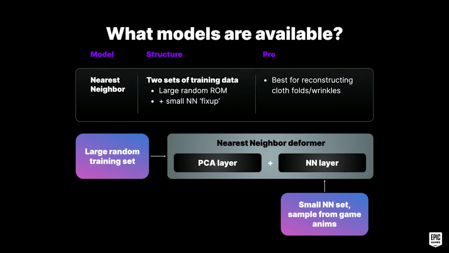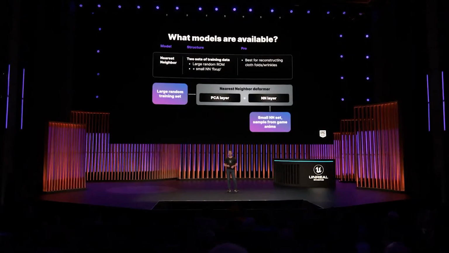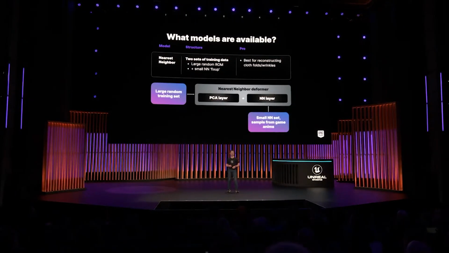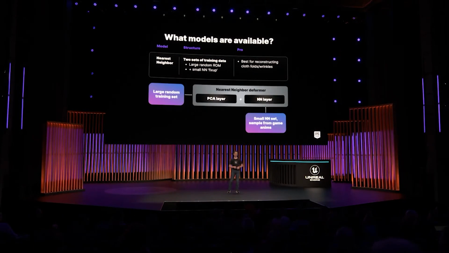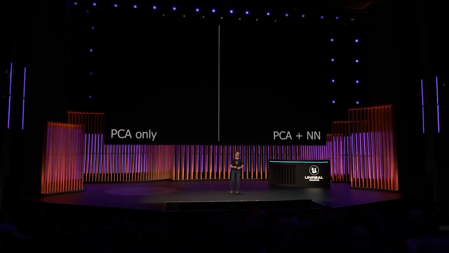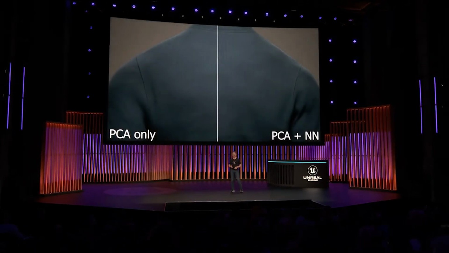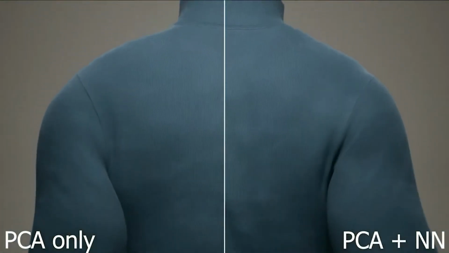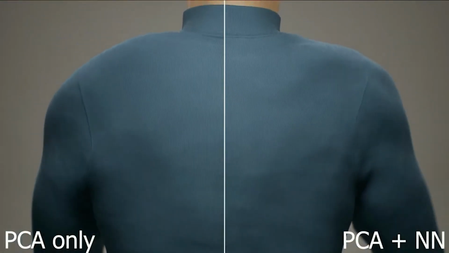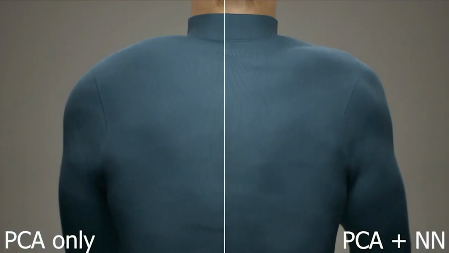Then on top of this, we add an additional layer of simulated fix-up poses, and these are taken from our target animation database. So this is the nearest neighbor data set. During animation, a nearest neighbor function evaluates the character pose, and it applies the closest shape from that set to the character. So on the left is the nearest neighbor model with just the PCA layer active, and on the right, you can see how the additional nearest neighbor set improves the fold reconstruction.